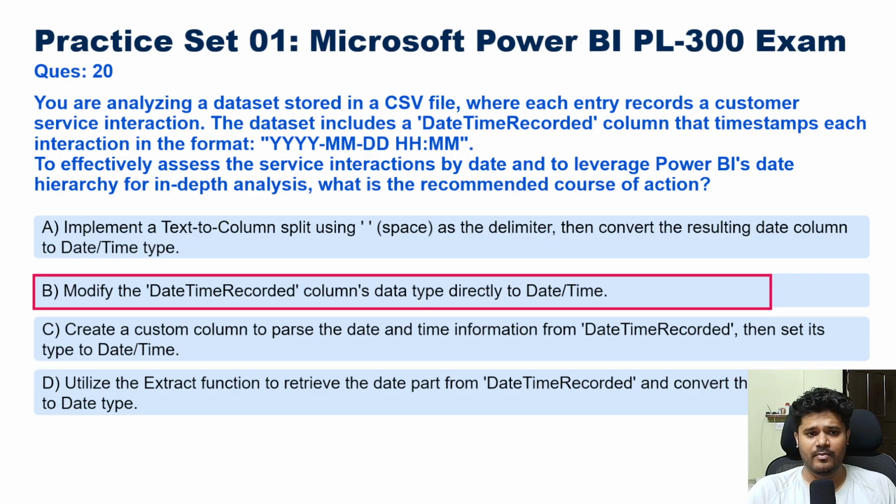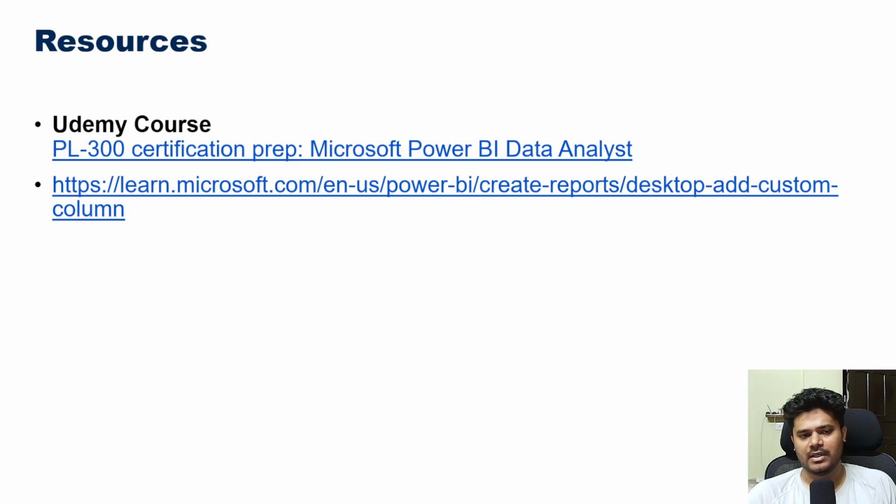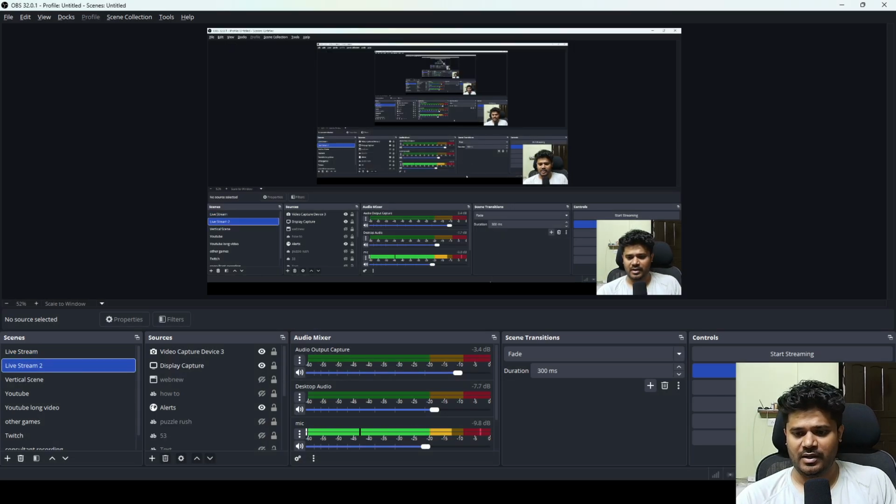So let's go to the explanation of this question. This slide talks about why, out of the four options, option B is correct. You can go through this information, pause the video here, and improve your understanding on this topic. On the next slide, we have the resources. I am following this course from Udemy titled Microsoft Power BI Data Analyst for PL 300 certification exam. Next is the Microsoft Learn article on custom columns, which we will look at just now. Let me go to the next screen and see the article.